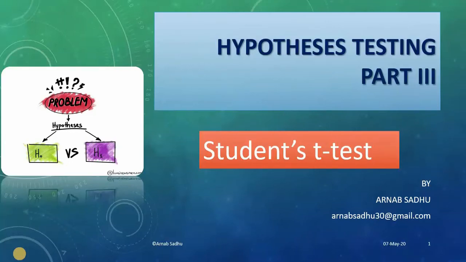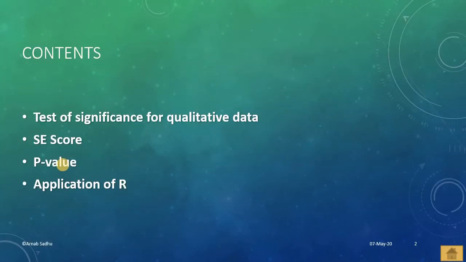Welcome to another tutorial. Here we are discussing various statistical measurements and hypothesis testing using R. Today we will discuss Student's t-test, and in the last video we already discussed the test of significance for qualitative data, what is the Z-score, and the introduction to p-value, and we took a problem and applied that in R. If you have not watched that video, you can find it by clicking the I button here.